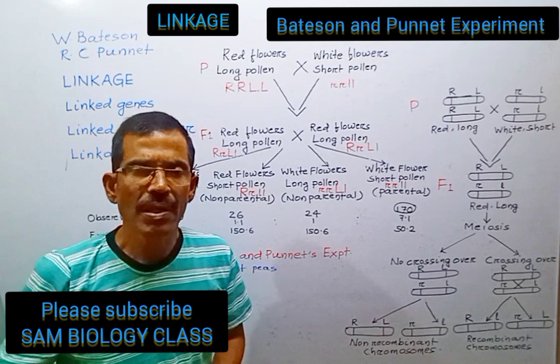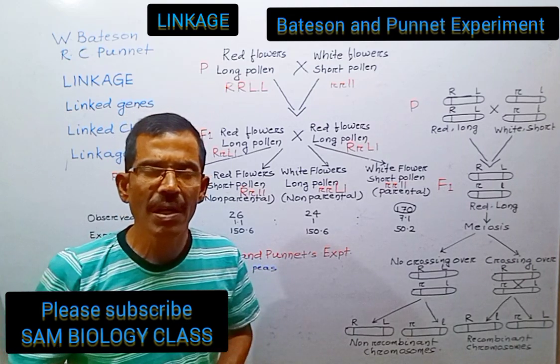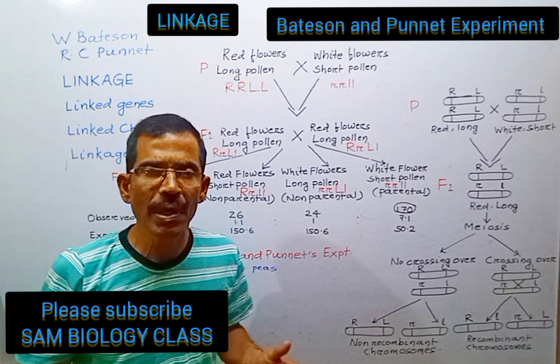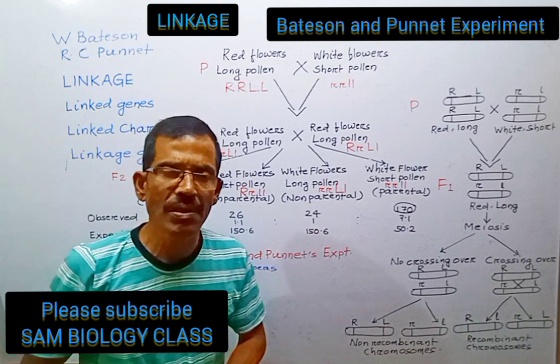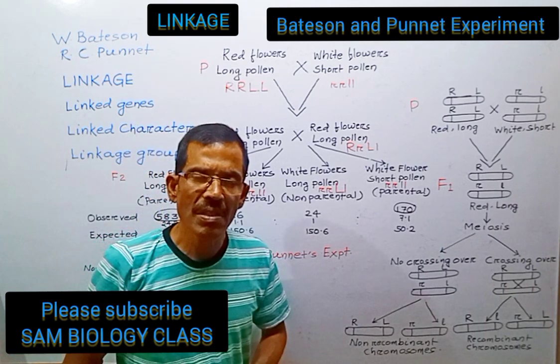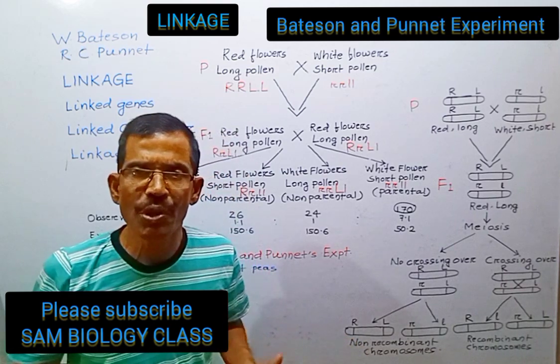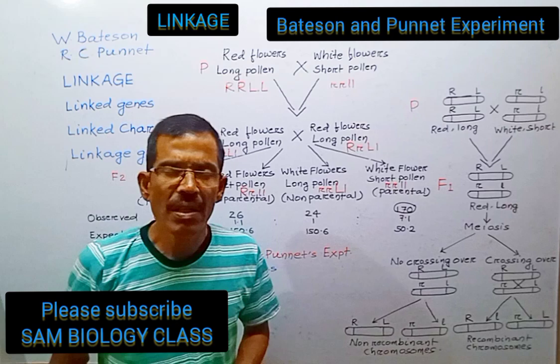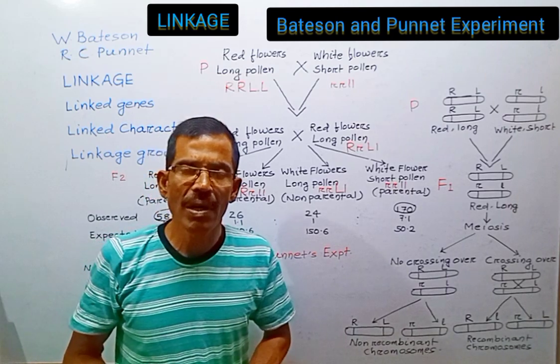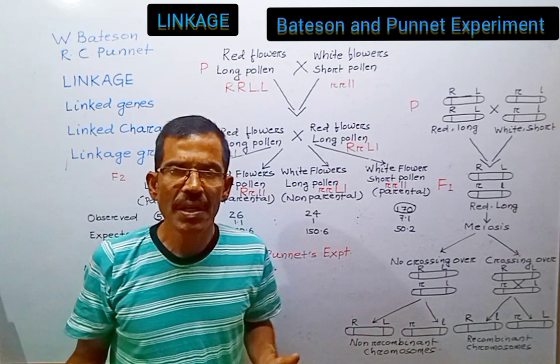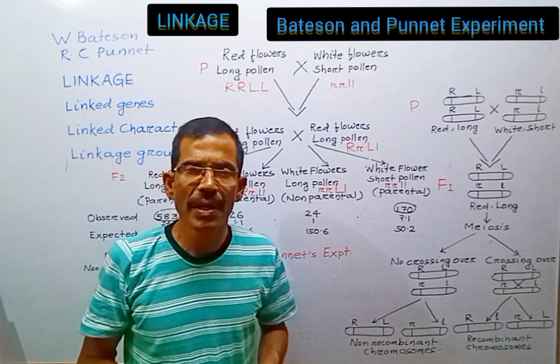Linkage was first reported by W. Bateson and R. C. Punnett in sweet peas, Lathyrus odoratus. These researchers crossed varieties of sweet peas that differed in 2 traits. One trait is the color of the flower and the other trait is the length of the pollen grain.